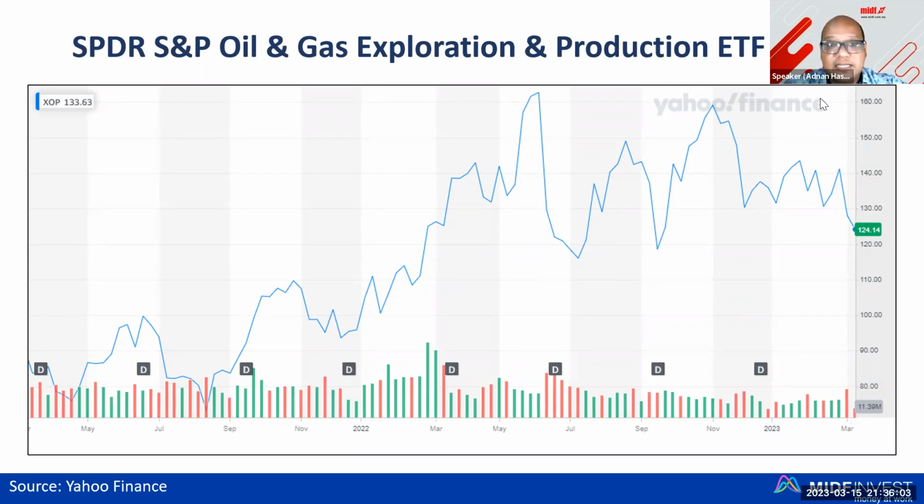Today, the key takeaway is look at XOP as ETF. ETFs are very diversified. It will give you the protection against any downside risk. At the same time, it will allow you to get some upside from the increase in petroleum prices, right?